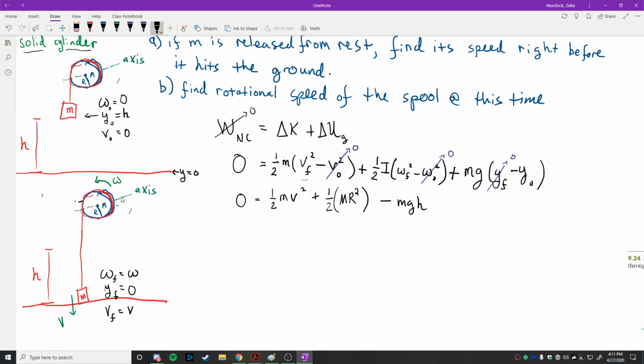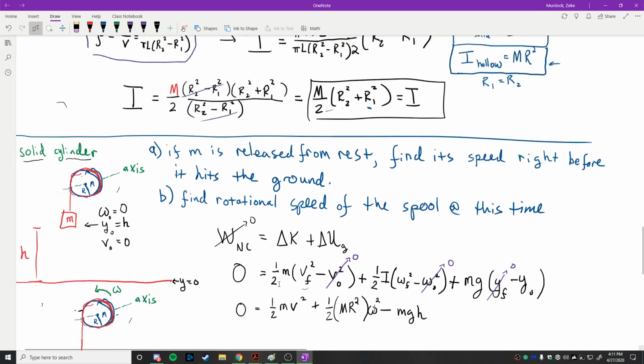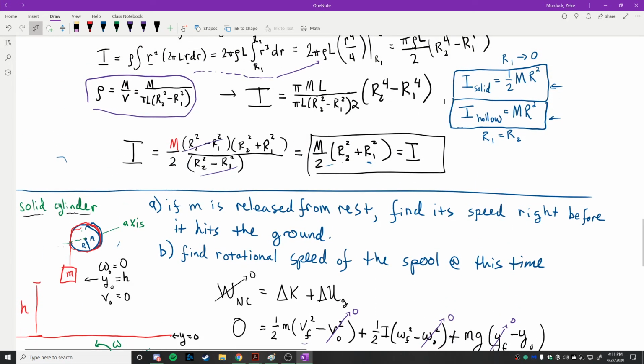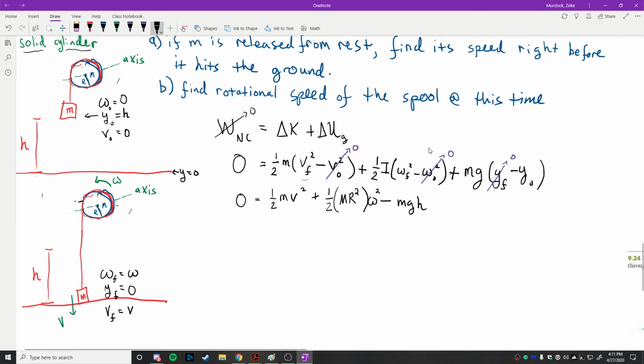So now, if I want to solve for v... Oh, I left something off, didn't I? I left omega off. There's an omega squared right there. Let me go back real quick, Kenny. Oh yeah, you're right. The solid cylinder has a half in it. I'm sorry, my bad. I'm going to put this in a different color so it's clear what I left out. It's 1/2, because the moment of inertia of a solid cylinder is 1/2 mr squared. Thank you for catching that. I appreciate that, Kenny. So 1/2 right there.